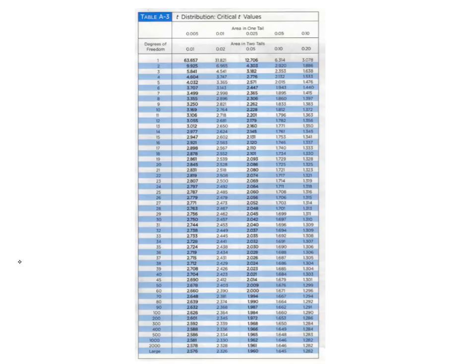Also notice on your degrees of freedom, we're very specific until we get up to 40. Once you hit 40, it starts jumping from 40 to 45 to 50, 60, and you have to pick the one that's the closest.